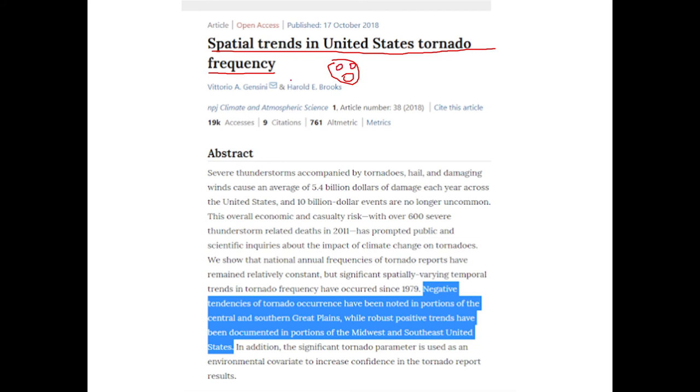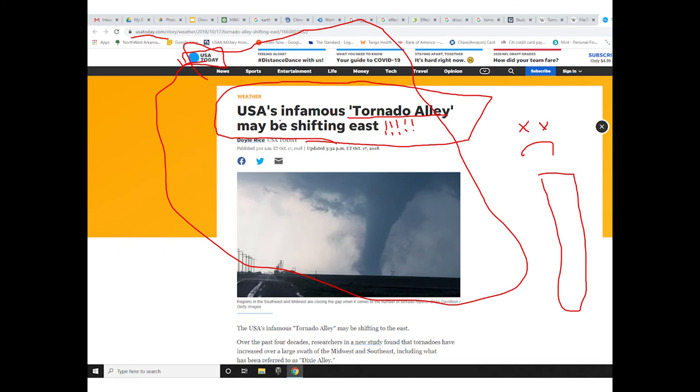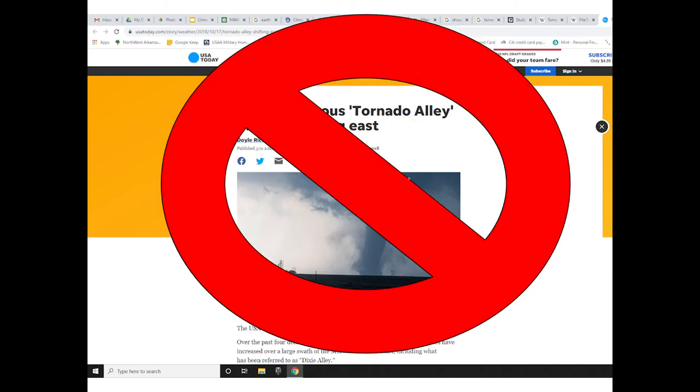This doesn't make me wide-eyed and scared. Spatial trends in the United States tornado frequency. Oh, this does. USA's infamous tornado alley may be shifting east. Run away. So anyway, I just want to point that out. This is part of your science education and being scientifically literate and being aware of where something happens.